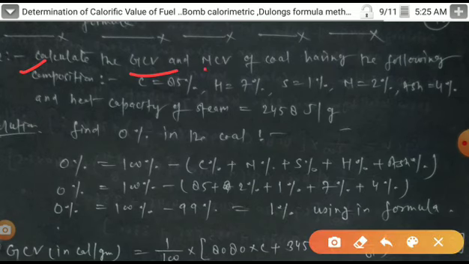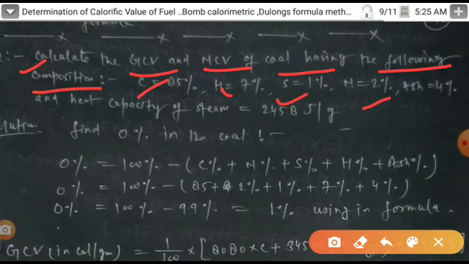Calculate the GCV and NCV of the coal having the following composition. Now you have to calculate both the GCV and NCV values in this numerical. The percentage composition of carbon is 85%, hydrogen 7%, sulfur 1%, nitrogen 2%, and ash 4%, and the heat capacity of steam is also given, that is 2458 joule per gram.